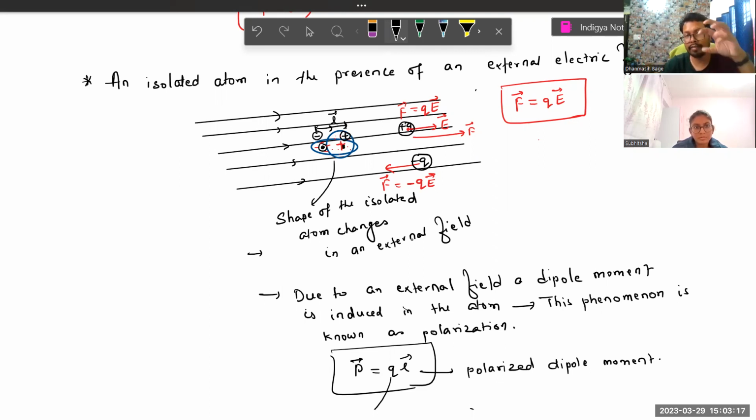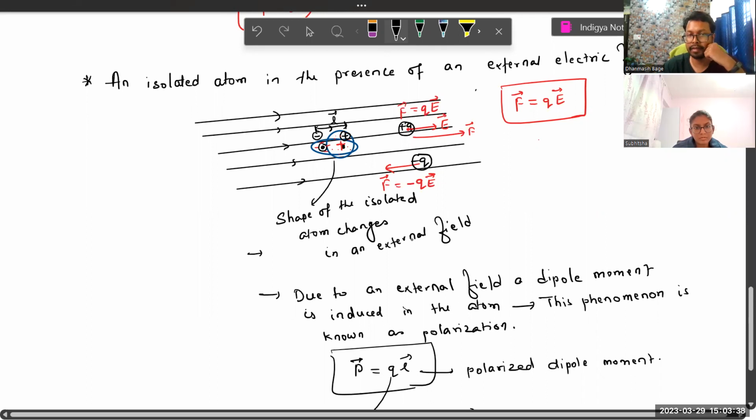But here, the atom is one single system, right? It contains electrons and protons. Electrons are the set of all negative charges and protons are the set of all positive charges, and they form a complete system. You are just changing the distribution of charges and then you're inducing a dipole moment in it. Clear?